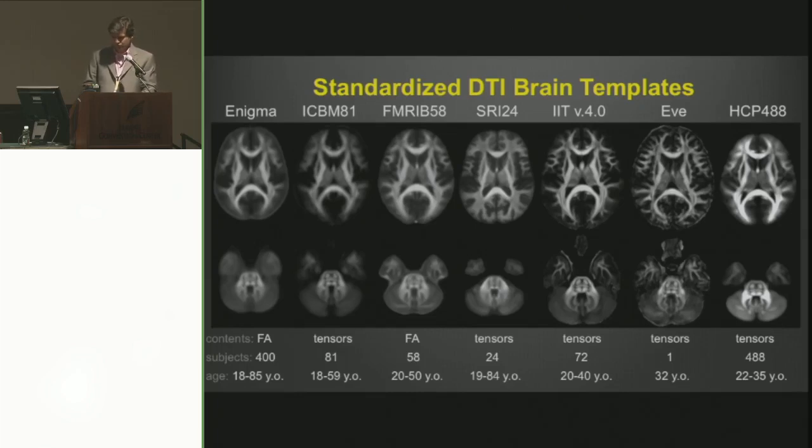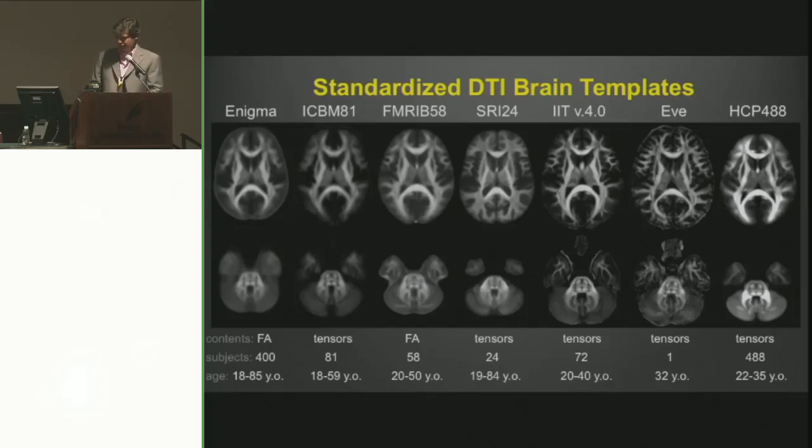And then if you look at the bottom row, the Enigma, the ICBM 81, fMRI B58, and the SRI 24 are based on data collected from subjects with a wide age range, from 18 to about 85 years of age. The IIT version 4, the Eve template, and the HCP 488 are built based on data from 20 to 40-year-olds. If you do a quick visual inspection of these templates, you will notice that there are two templates in this list that have the highest image sharpness. That's the IIT version 4 and the Eve template.